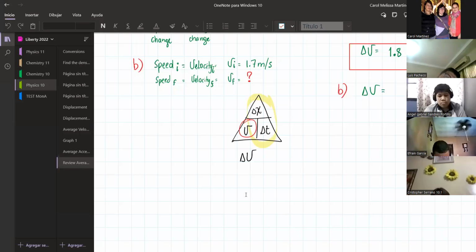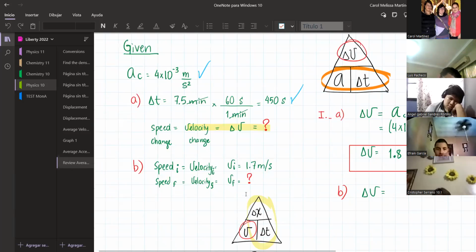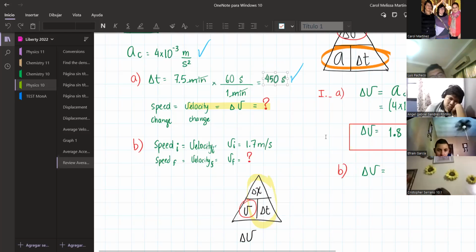But delta X is not given in the problem. So what can we do? The problem is giving me time, and it's giving me a change in this one. So this is it.